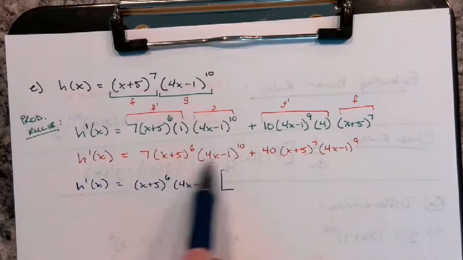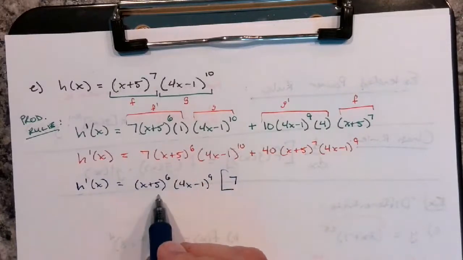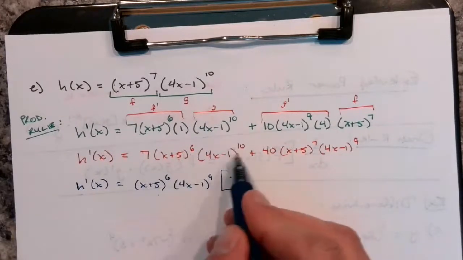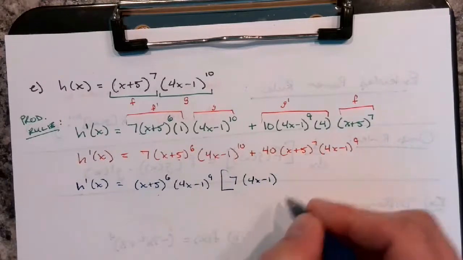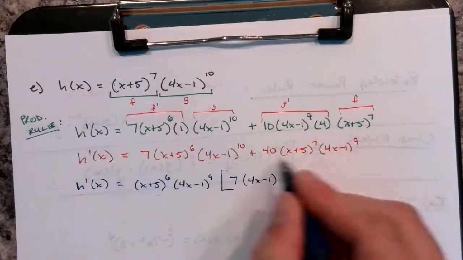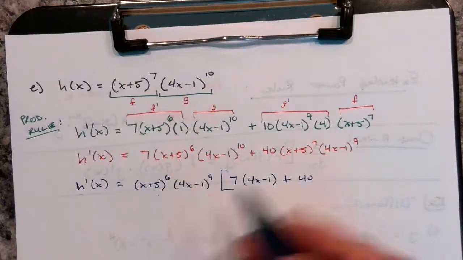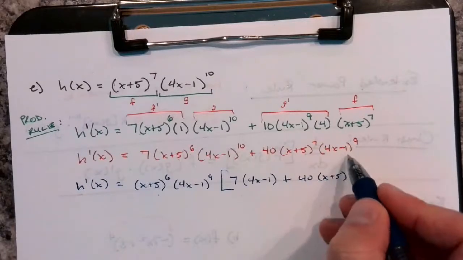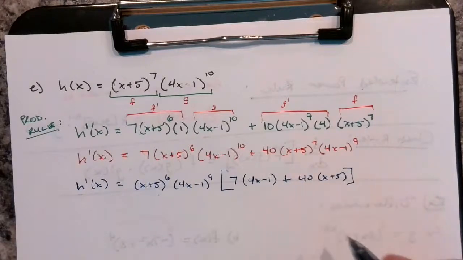Well, after I factor this out, 7 stays 7. I took out (x plus 5) to the 6th to the front. That divides that whole piece out to a 1, so that cancels. You had (4x minus 1) to the 10th. You took out (4x minus 1) to the 9th, so that leaves me with just (4x minus 1) to the first power. Plus in the next term here, 40 stays 40. (x plus 5) to the 7th, I factored out 6 of them. There should be 1 left, so x plus 5 to the first power. (4x minus 1) to the 9th, you factored out (4x minus 1) to the 9th. That'd be just times 1, so we don't need it.